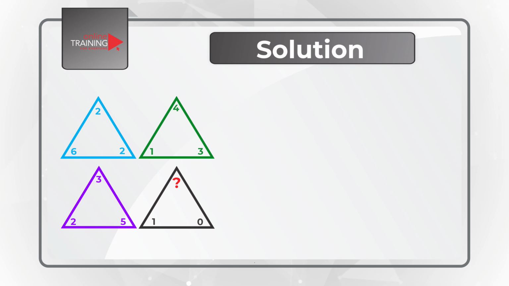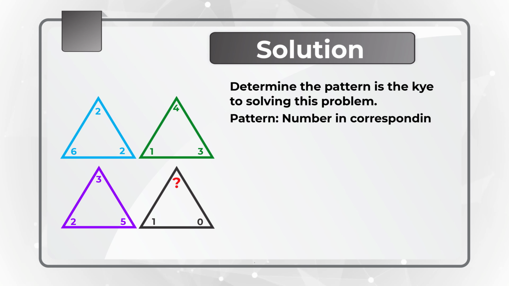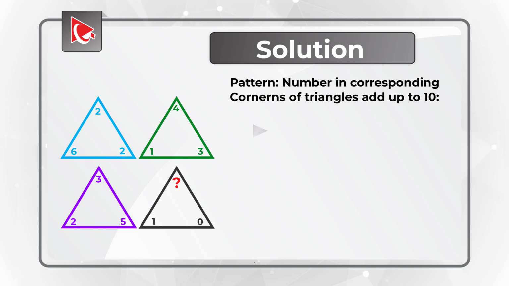As I mentioned, the trick about this problem is that the number can be calculated. And the key to calculating it is to determine the pattern. The pattern here is that the numbers in the corresponding corners of the triangles all add up to 10. Let's do the math and start with the bottom left corner.